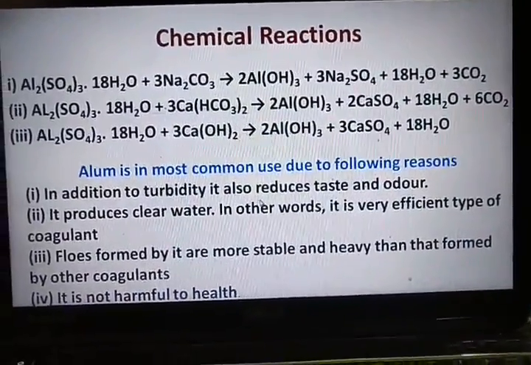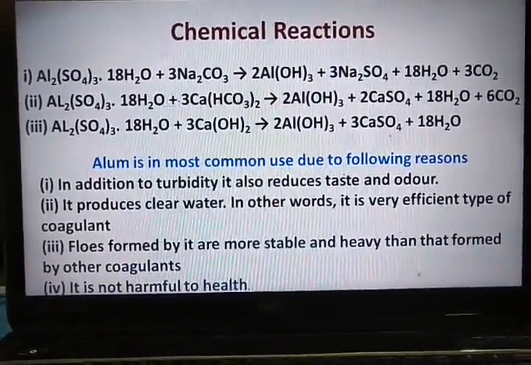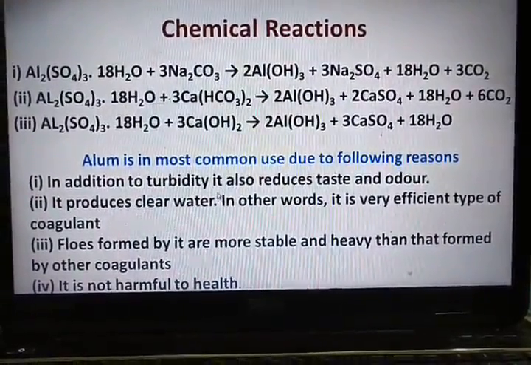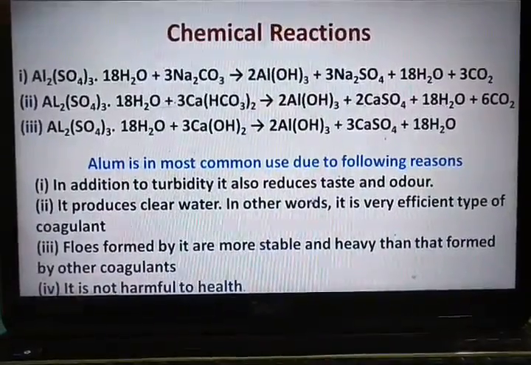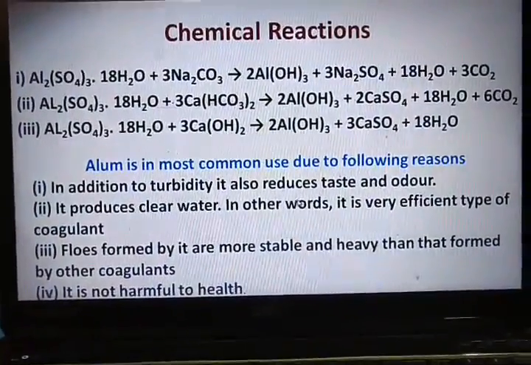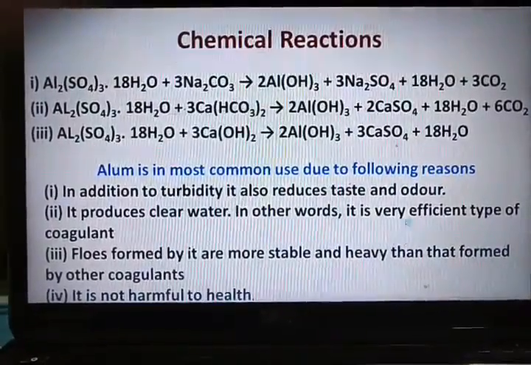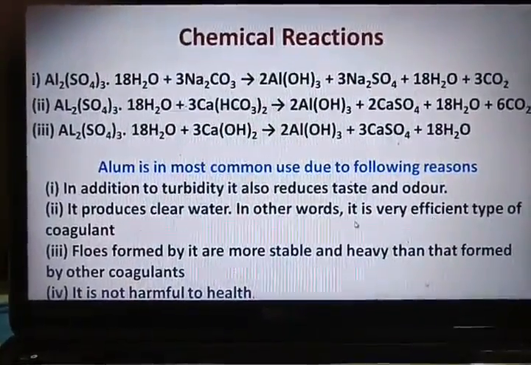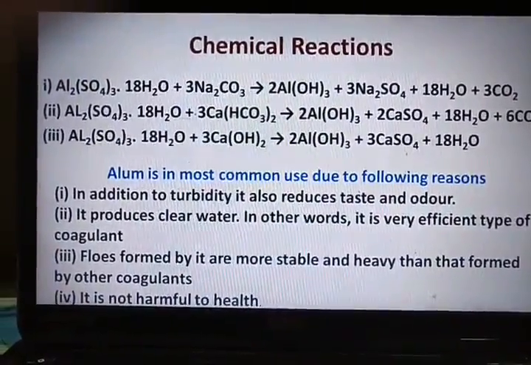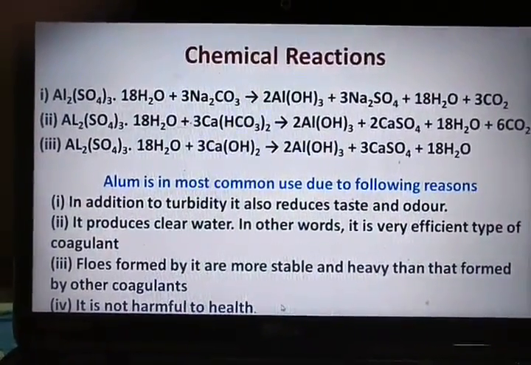And alum is commonly used due to the following reasons. In addition to the turbidity, suspended and other impurities, it also reduces the taste and odor of the water. It produces clear water. In other words, it is a very effective type of coagulant. Flocs formed by it are more stable and heavy than flocs formed by other coagulants, and also it is not harmful to health.